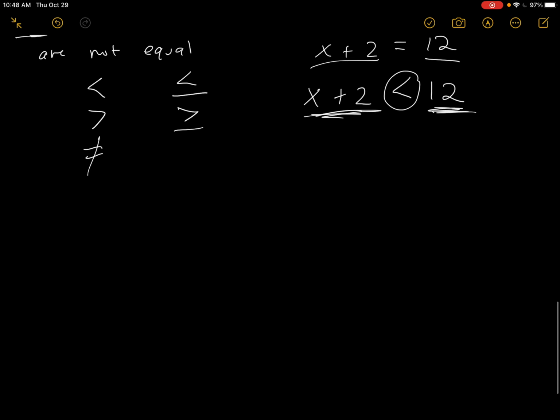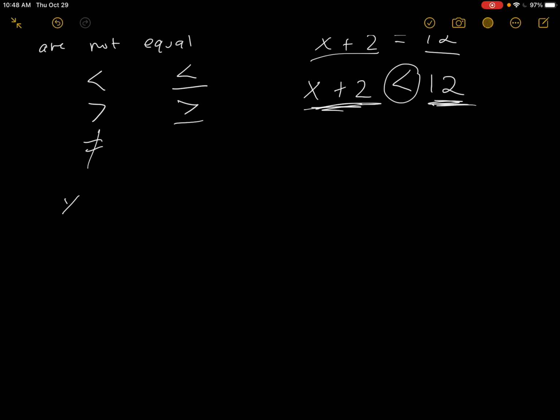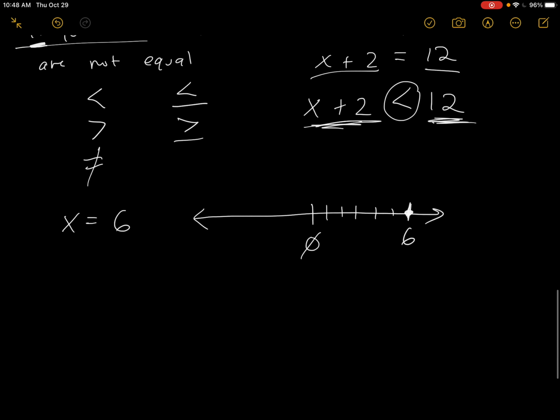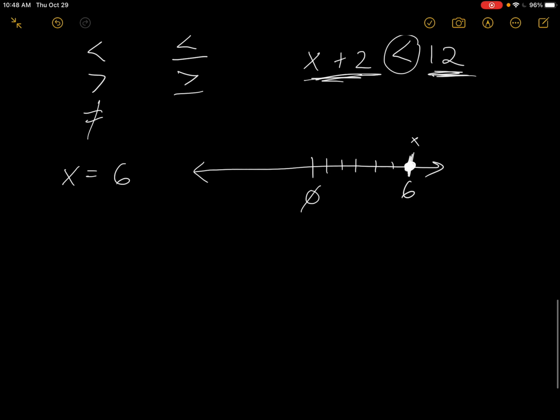Okay, so before we get into the actual inequalities, let's just do really basic ones. So if I wanted to graph x equals 6, it's just a point, right? X is 6, it can't be 5, it can't be 4, it can't be 7, it can't be any other number. This point here that I draw on 6 represents x, it represents my answer. X is 6.